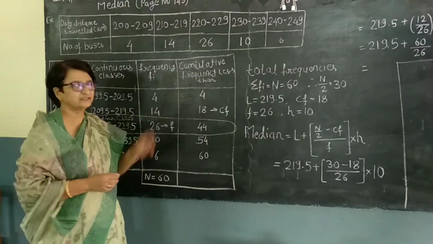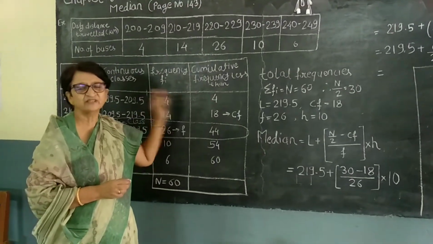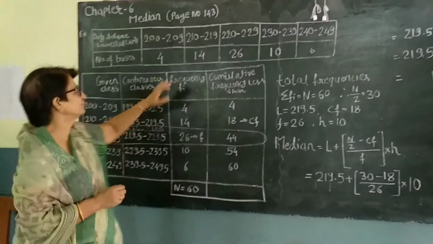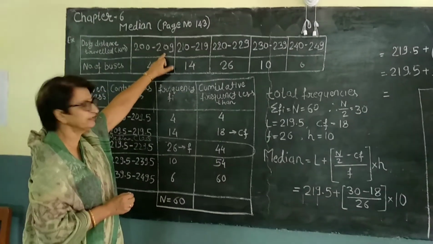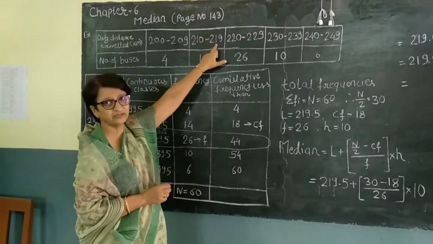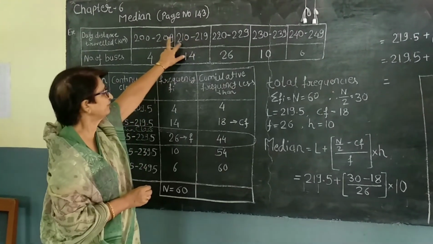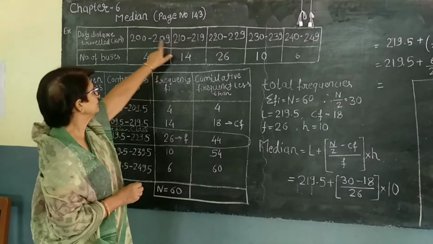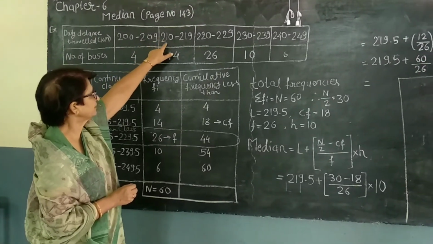In this sum, we are finding something different. What is the difference? I will teach you. 200 to 209. Next class is 210 to 219. Here we are finding the difference. This is 209, this is 210.